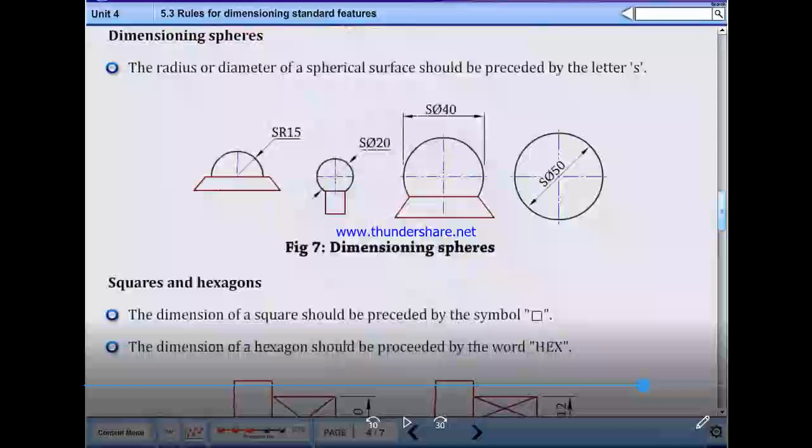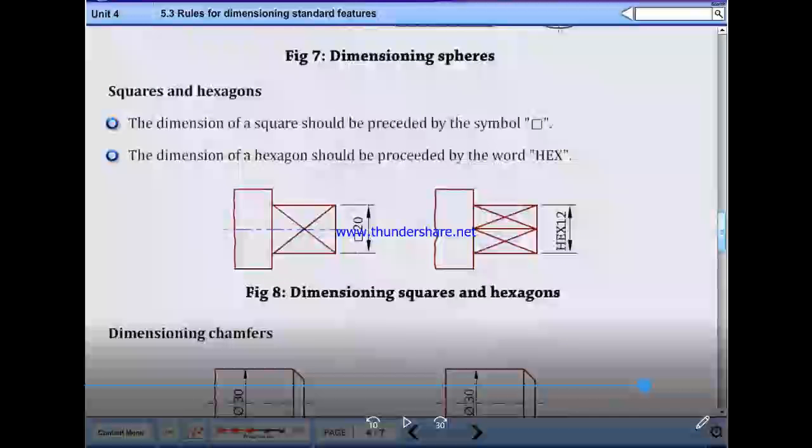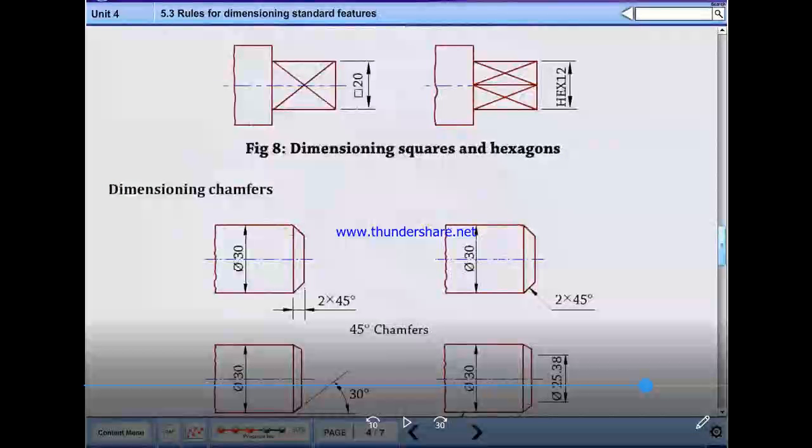Squares and hexagons. The dimension of a square should be represented by the symbol square. The dimension of a hexagon should be represented by the word hex. Dimensioning square and hexagons as given. Dimensioning chamfers like this. So note down.